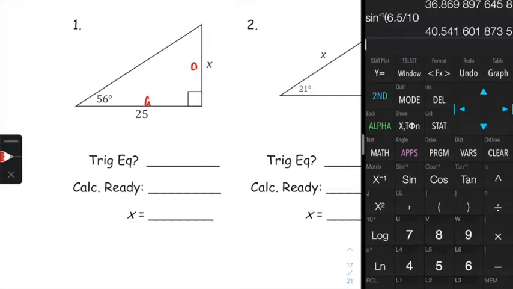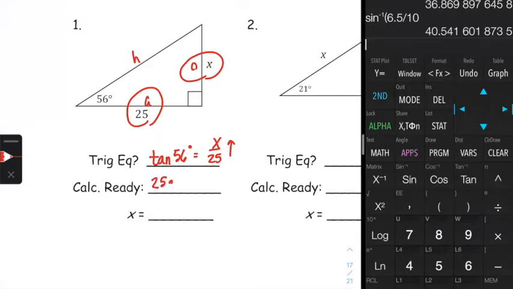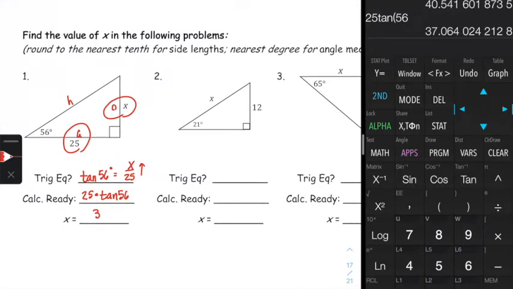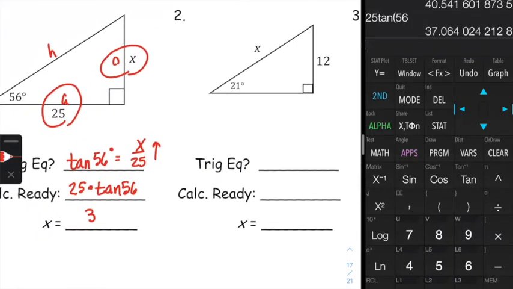Here's your opposite, adjacent, hypotenuse sides. You're using O and A, that's going to be your tangent function. So that'll be tangent of 56 degrees equals x over 25. Our shortcut that we talked about on the previous page said if x is in the numerator, then we multiply. It'll be 25 times tangent of 56. And apparently that is 37. Let's see what they want us. If we're doing a side length, that's nearest tenth. So we'll say 37.1.